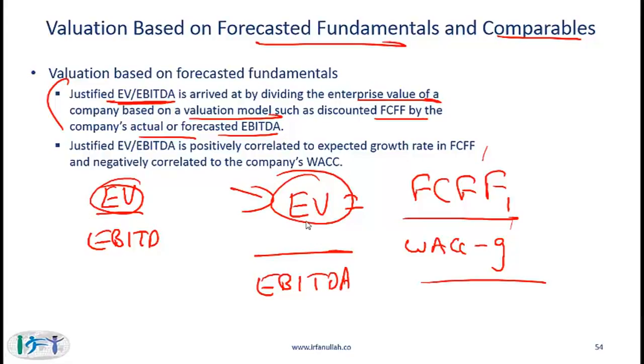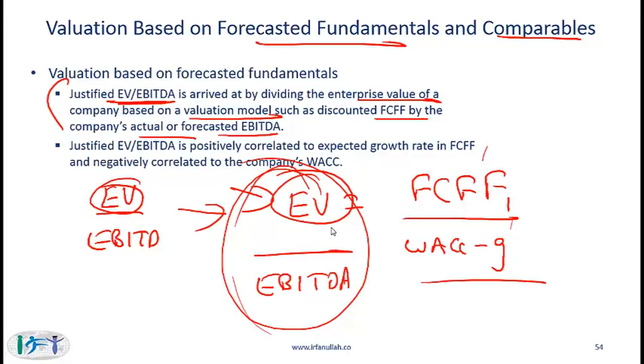How is this different from taking the market value of debt, market value of equity, and then dividing by EBITDA? That would be the actual multiple based on market prices. So if you have the actual multiple based on market prices and you have this multiple, you can compare the two multiples to figure out whether the company is overvalued, undervalued. If the market multiple is low relative to this justified number, then the security or the company is attractive.